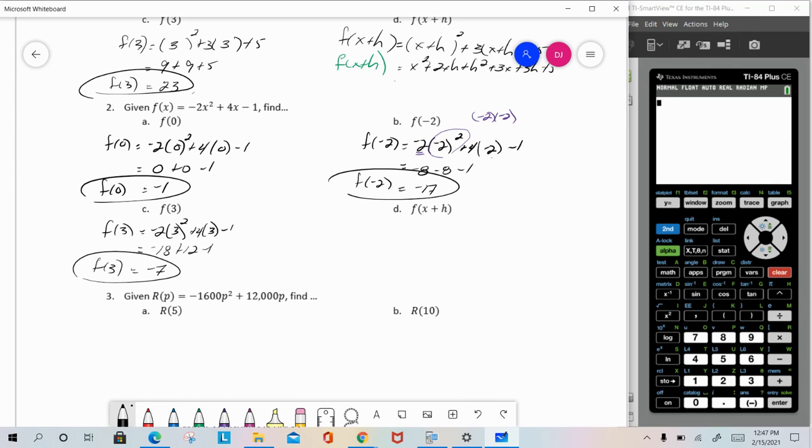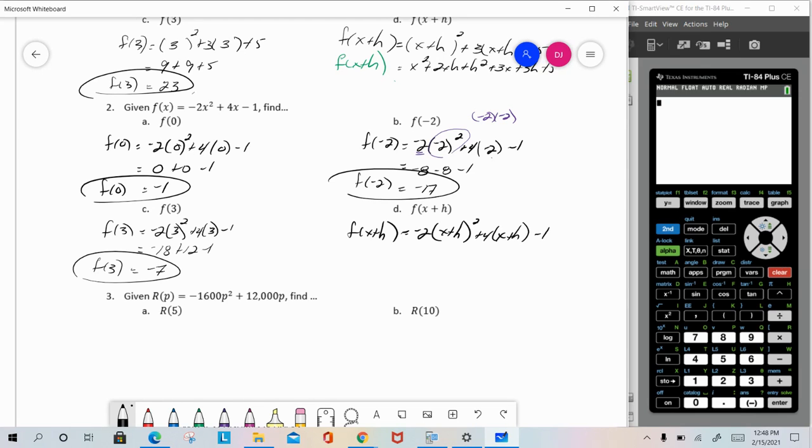And you can double check those with the calculator. You really want to be able to do those with your algebra. So my suggestion as you practice is to do them algebraically and then check it with the calculator. That verifies that you can do it algebraically and that you're using the calculator to verify you're doing it correctly, and you're practicing with the calculator as well. And then for D, simply I'm going to say that f of x plus h is equal to negative 2 times x plus h squared plus 4 times x plus h minus 1.